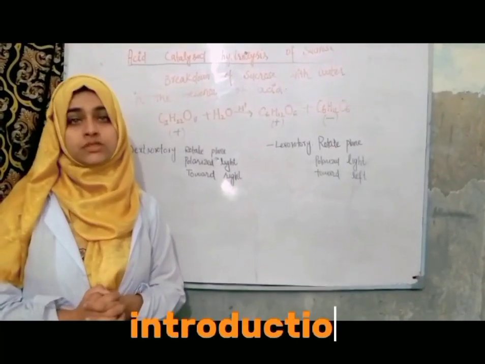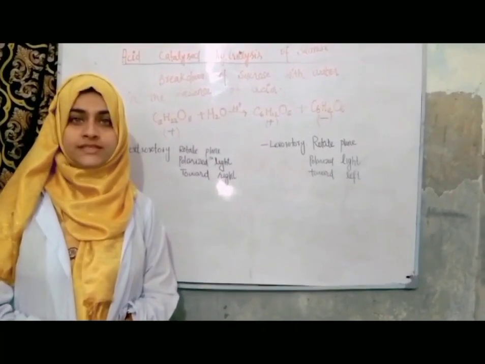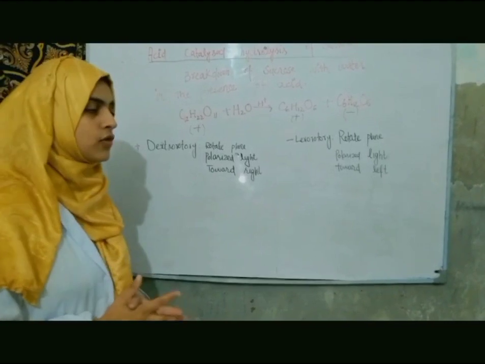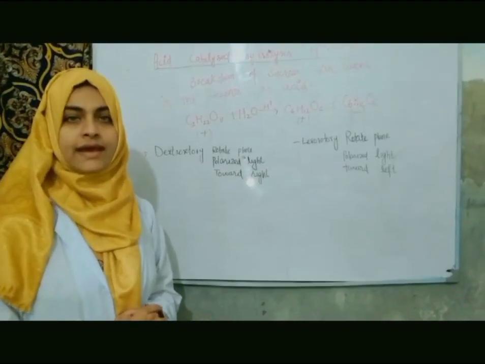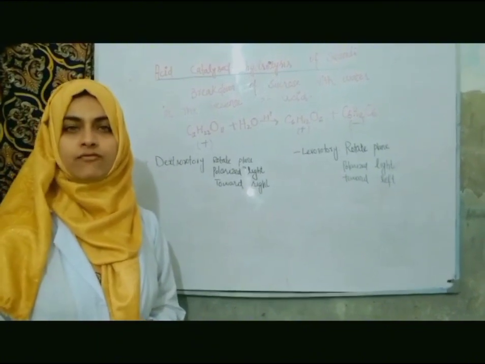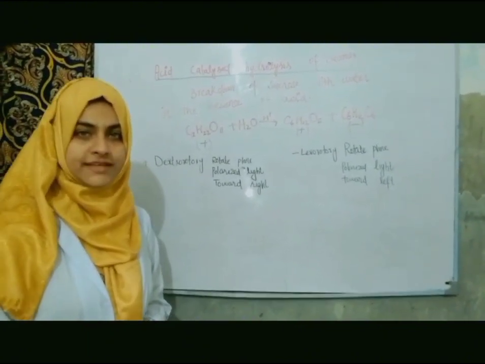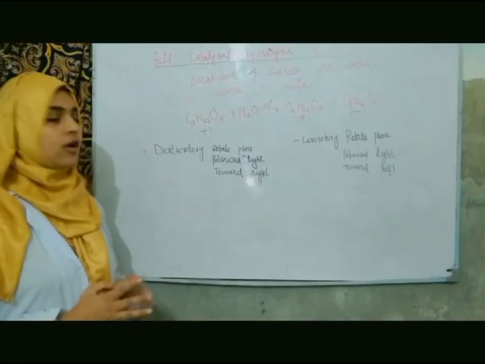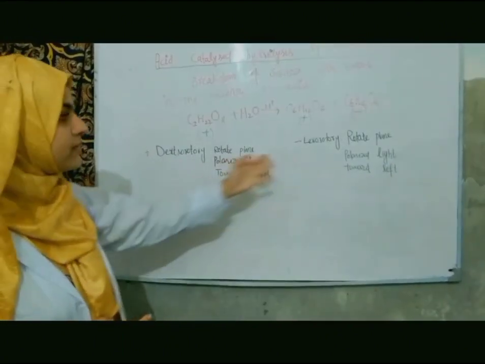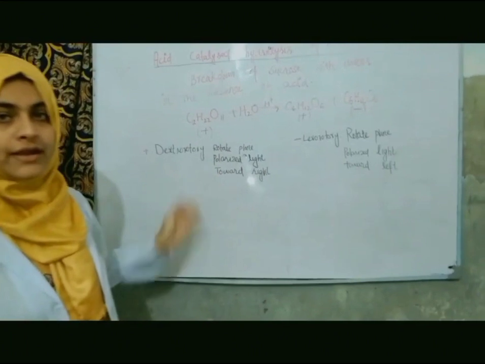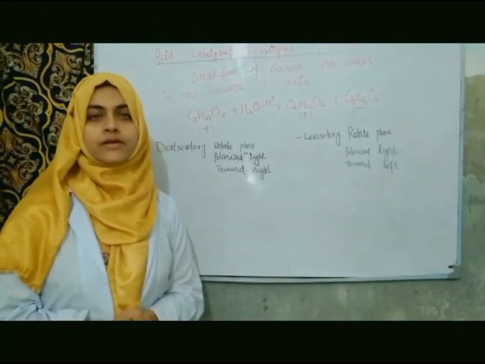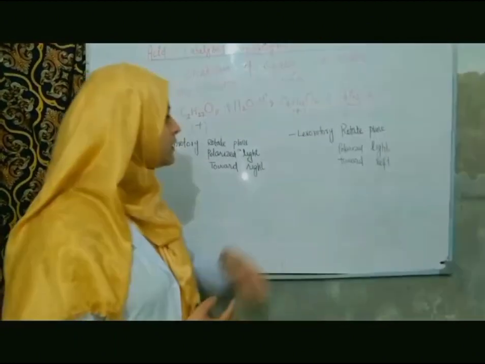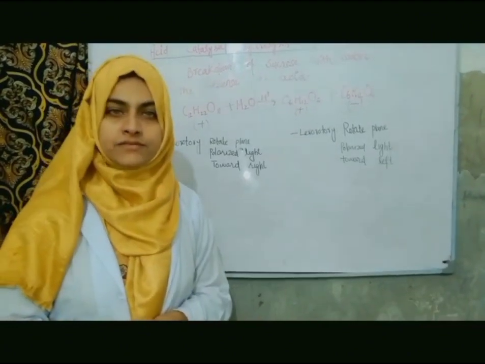Acid catalyzed hydrolysis of sucrose means breakdown of sucrose with water in the presence of acid. Here, sucrose is a disaccharide with the general formula C12H22O11, which reacts with water and forms glucose and fructose. Those are monosaccharides. Here, positive and negative signs mean their optical activity. Optical activity is of two types: dextrorotatory and levorotatory. If the compound rotates plane polarized light toward the right, it is dextrorotatory and has a positive sign. If the compound rotates plane polarized light toward the left, it is levorotatory and has a negative sign.